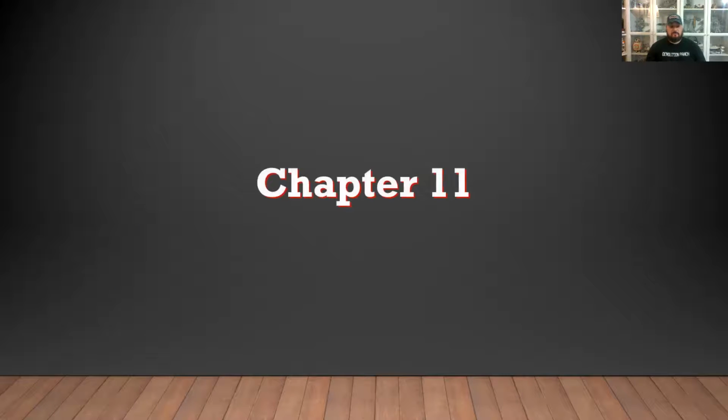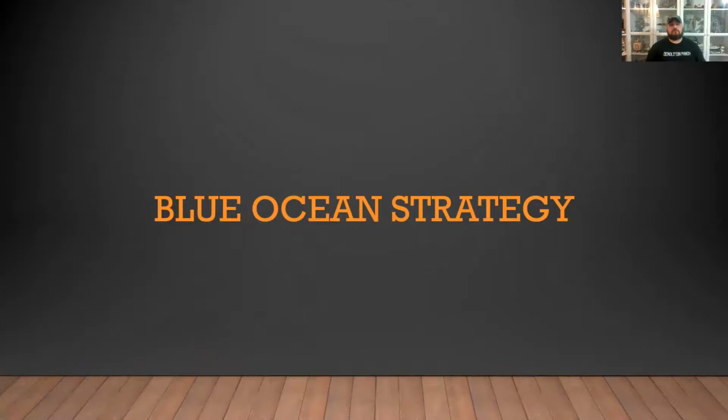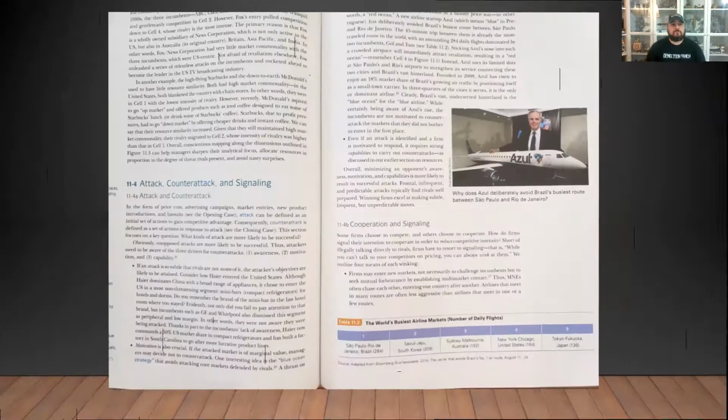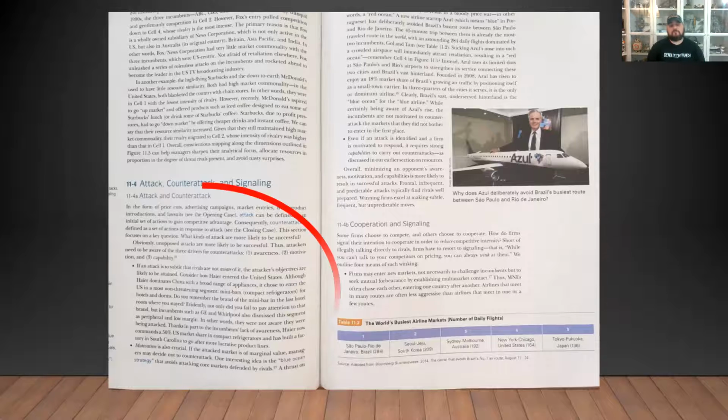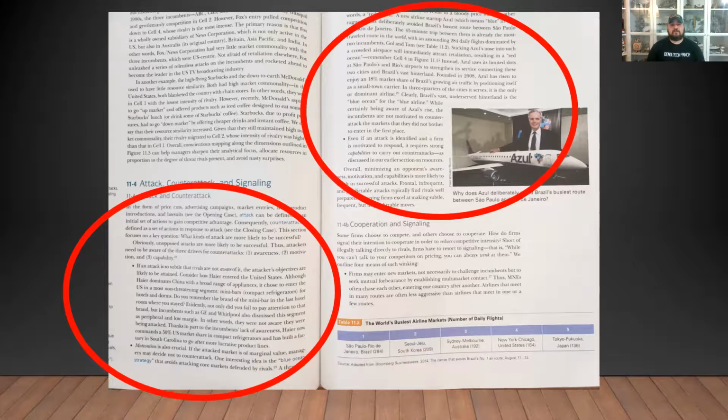So then moving on to chapter 11. In chapter 11, we're going to talk about the blue ocean strategy. Now, the blue ocean strategy is found here, chapter 11, page 356 at the bottom, and moving over to 357 at the top.